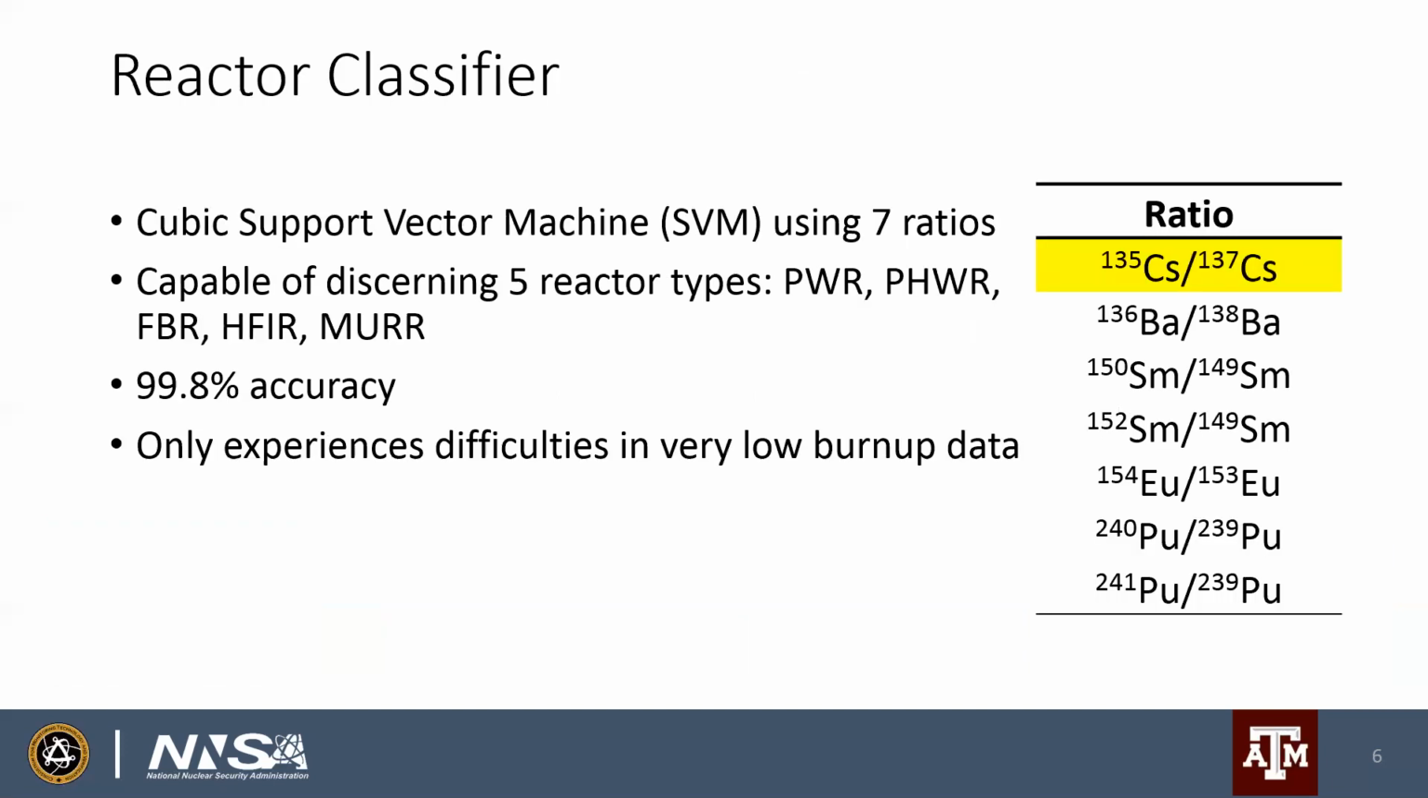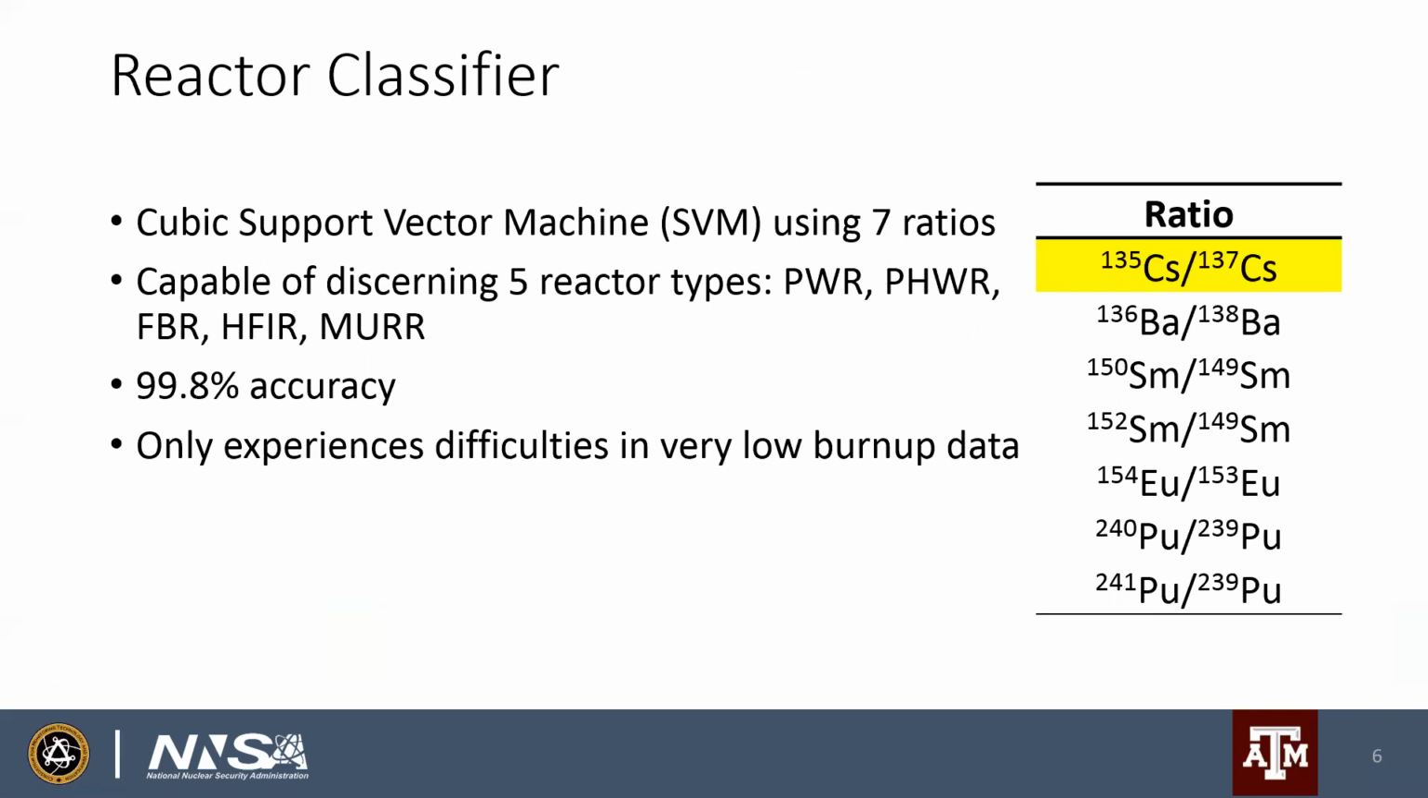The reactor classifier is a support vector machine classifier. It uses a qubit kernel and the 7 ratios you can see on the left. I highlighted the cesium ratio because the burnup models, as I said, have a slightly different set of 7 ratios. It's the same 6 ratios and then a different cesium ratio. So I just wanted to highlight that fact.